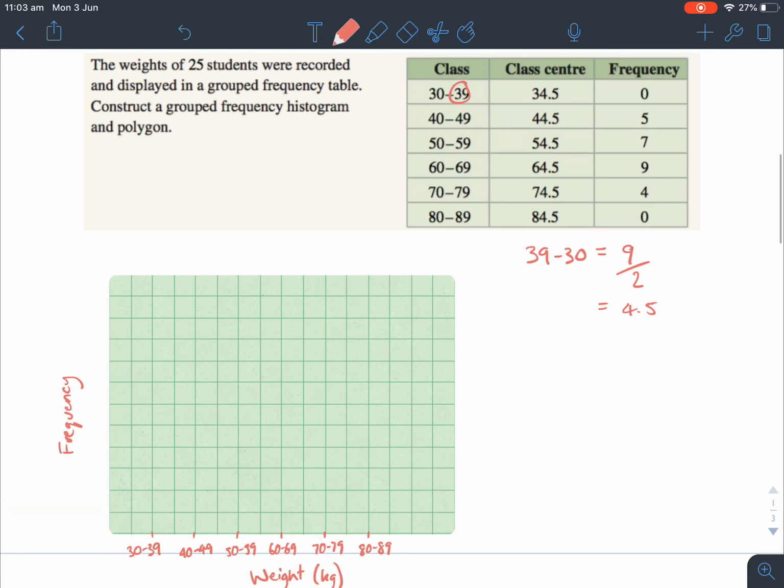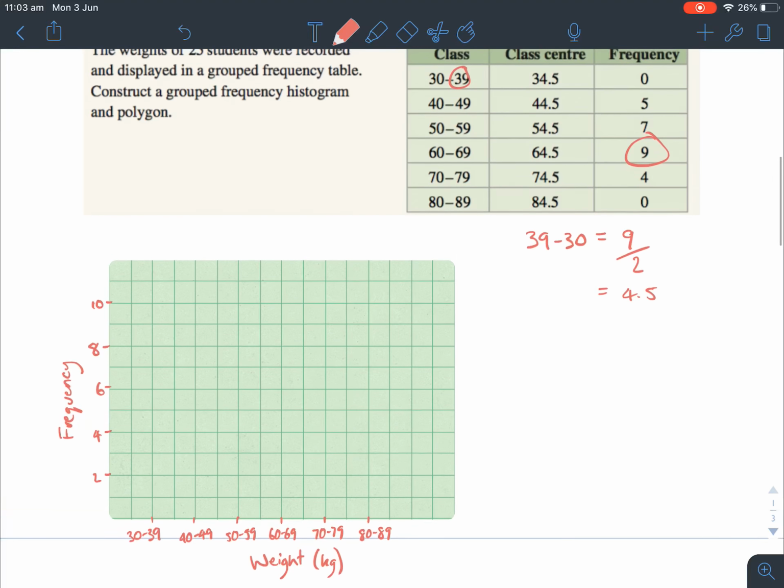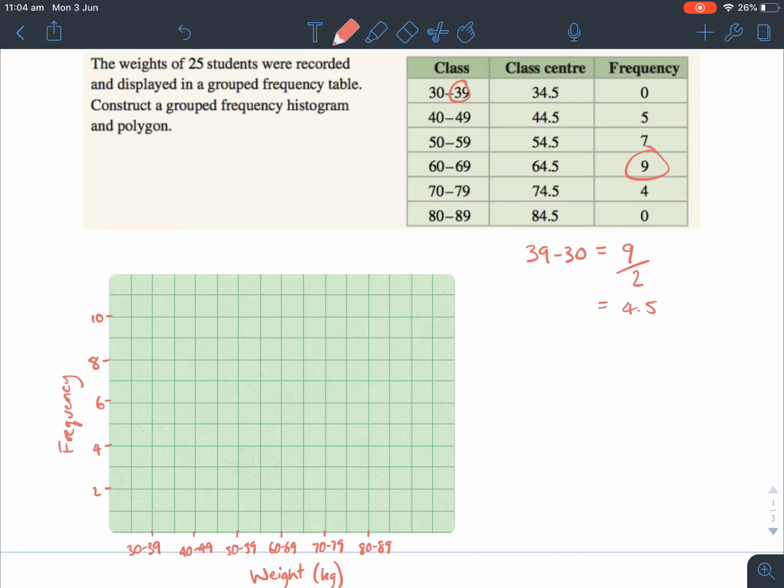And our frequency, the highest frequency is 9. So we need to take that into consideration when we're drawing our histogram. 2, 4, 6, 8, 10. That way we can account for the highest frequency of 9. Alright, so it's a column graph. Looking at the first class, 30 to 39, were there any students in that category? No, the frequency is 0. So we don't have a column graph for that particular class.